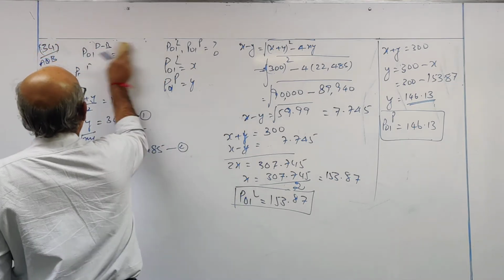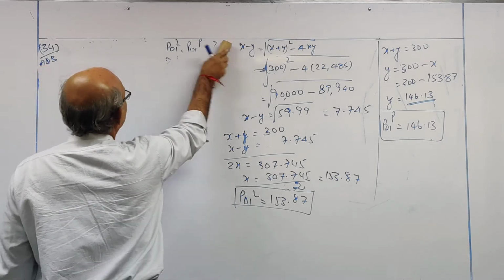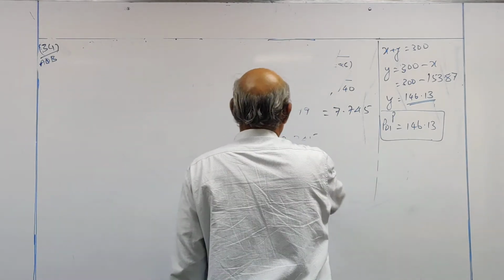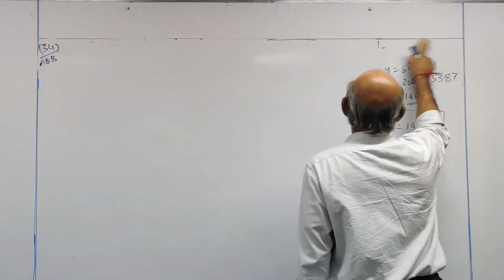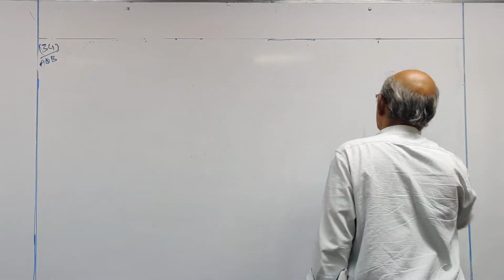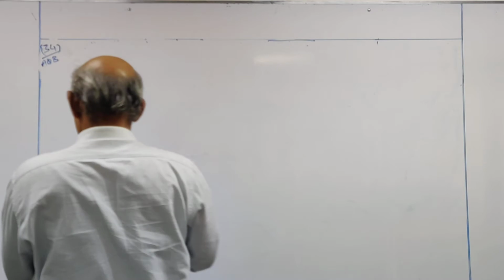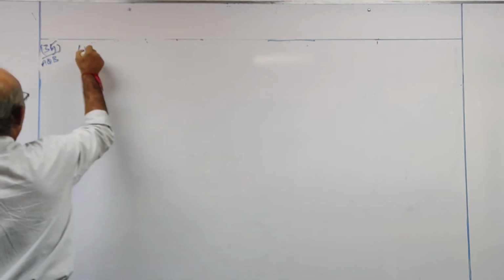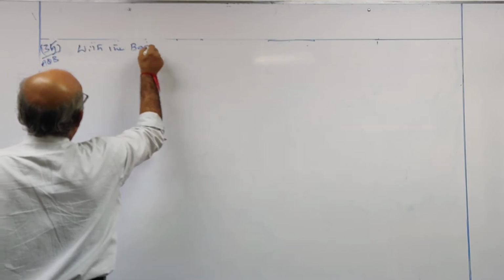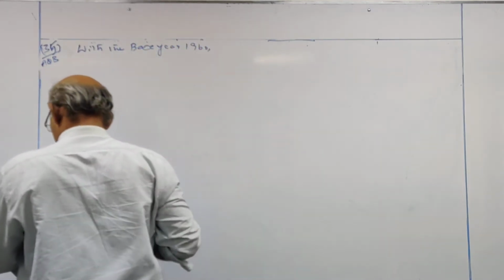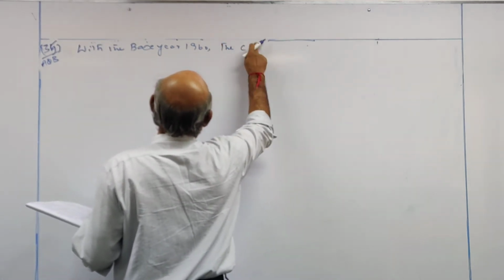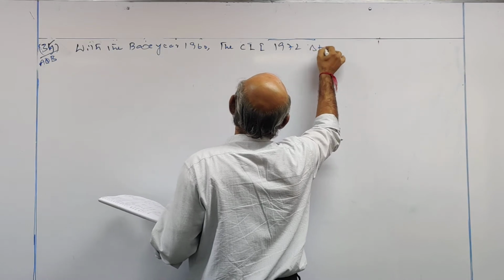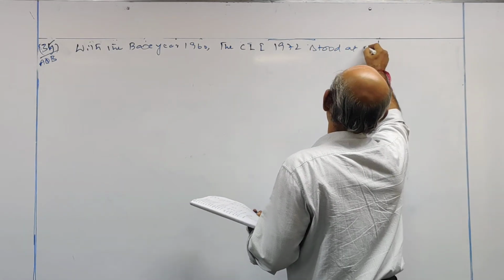Now, next question. Question number 35. With the base year 1960, the cost of living index number, CLI, in 1972 stood at 250.